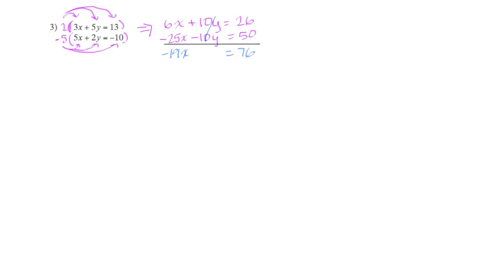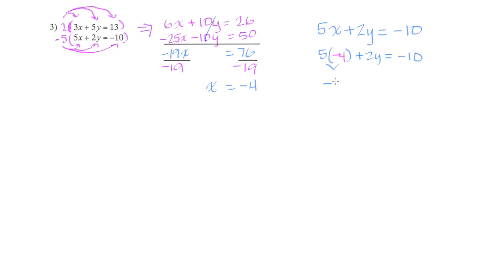I need to solve for x, and the only way I can do that is by dividing both sides by negative 19. x is equal to negative 4. Now that I have my x, I can pick one of these two equations to find my y. I'm going to use my bottom one. 5x plus 2y equals negative 10, or 5 times negative 4 plus 2y equals negative 10.